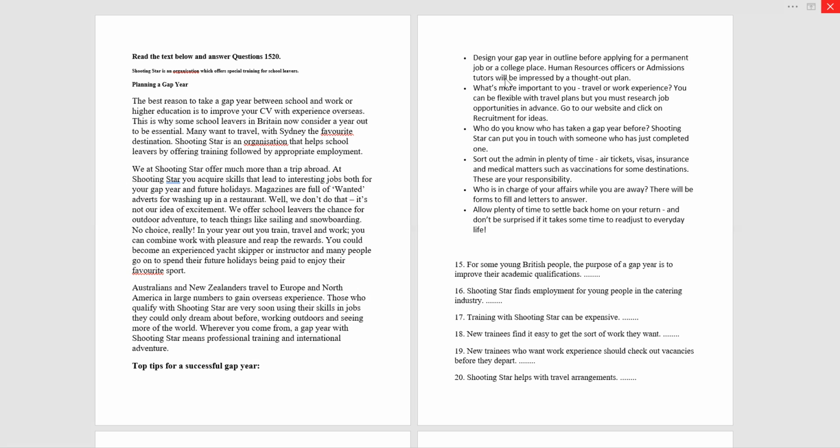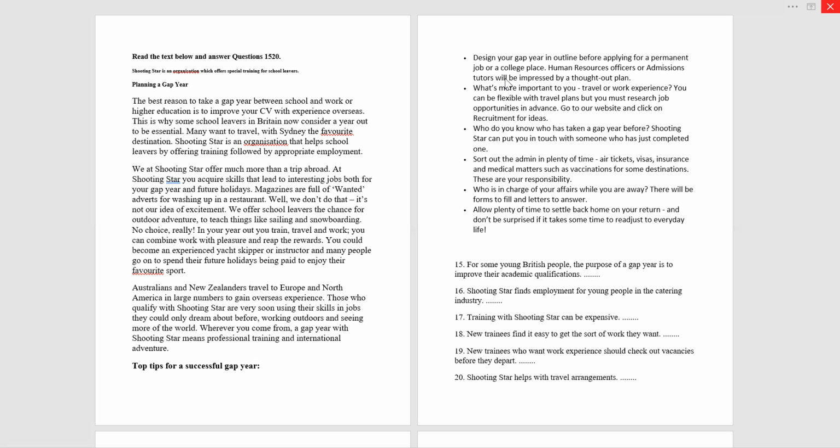The 19th question: new trainees who want work experience should check out vacancies before they depart. They provide you with the skills, make a number of jobs available, and let you know about many professional agencies and places where you can fill in forms and send letters to prospective employers. So this is also true, that they should check out the vacancies before they depart.